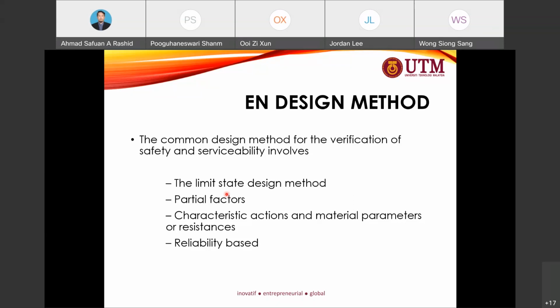For example, when we want to calculate for deep foundations, if we carry out several pilot tests, we may use the reliability approach to identify what will be the design loads for the pile.